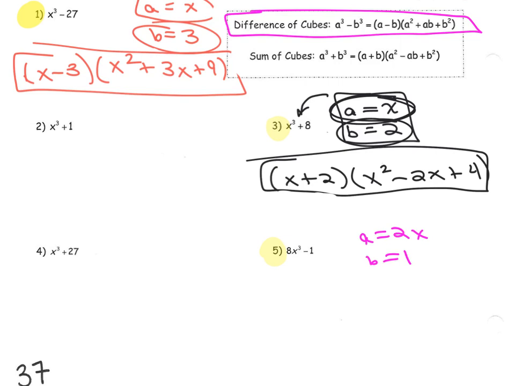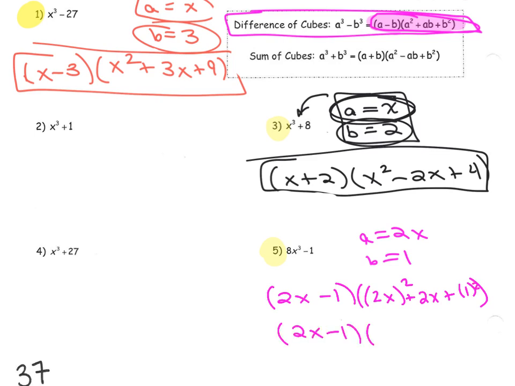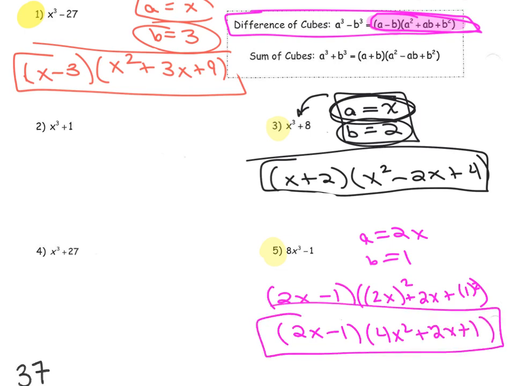All right, I'm just going to plug into my formula up here. So let's highlight that. There's my formula. So I have 2x minus 1 times A squared. Be careful here. It's (2x) squared plus 2x times 1 plus B squared. I'm just going to rewrite this out. I have 2x minus 1 times 4x squared plus 2x plus 1. And there's my final answer.